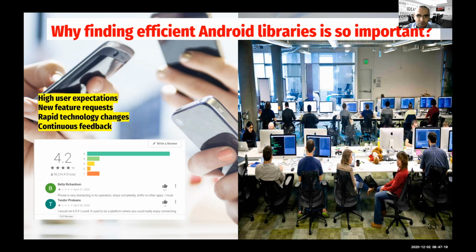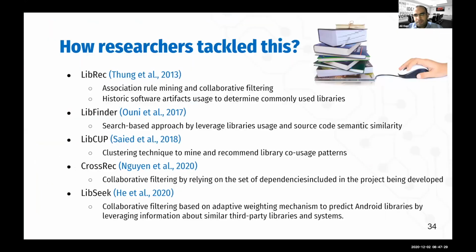To find libraries that support them in implementing and responding quickly to user requests for new features, researchers have developed several techniques. Currently there are several approaches in the literature. Most of them focus on traditional object-oriented systems. They are not customized for mobile applications, while there is little support for Android apps. Most of these approaches use techniques like collaborative filtering or association rule mining that try to find commonly used libraries in other apps, so that they can learn from them and recommend libraries. And actually, all of these approaches have several limitations.